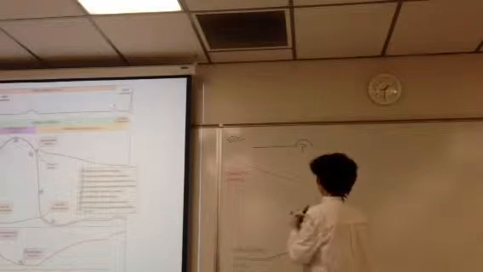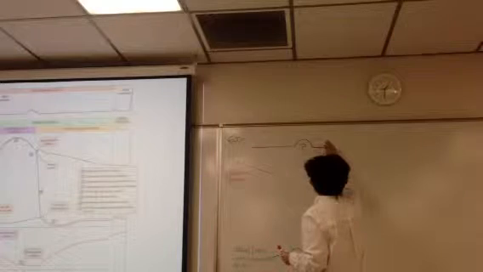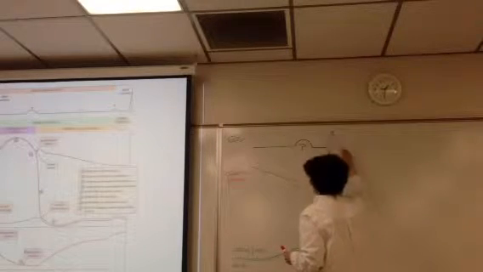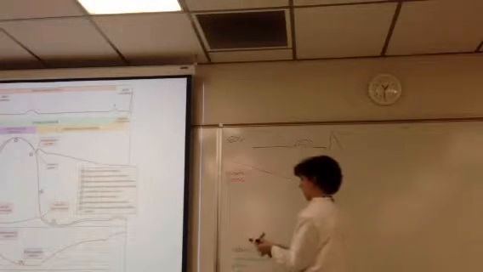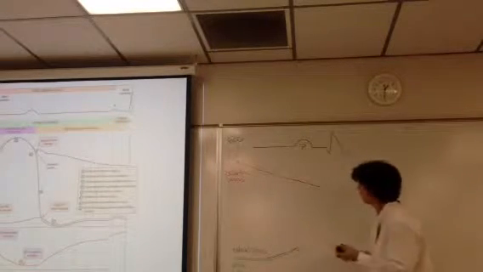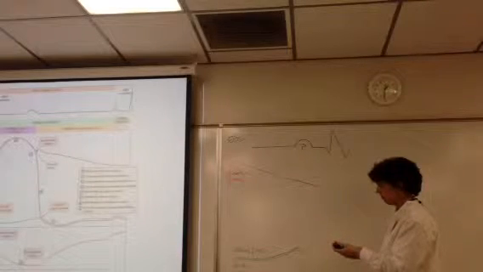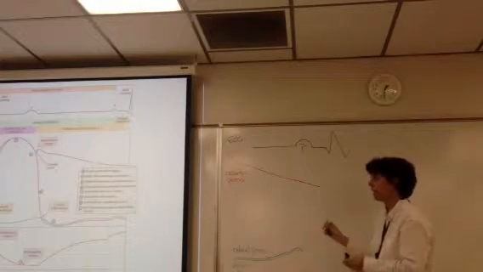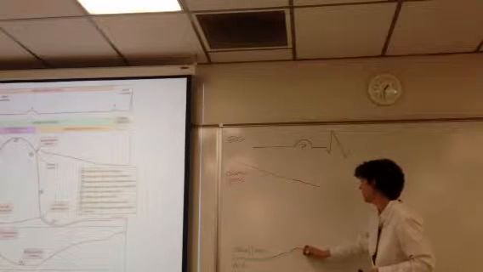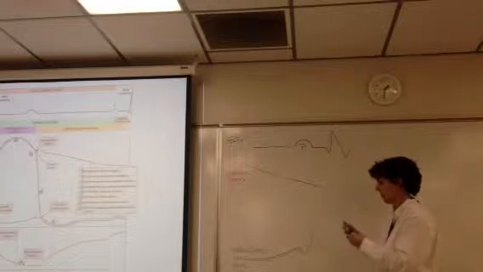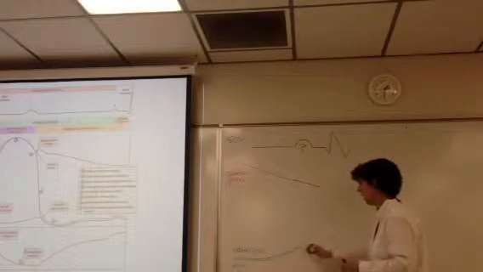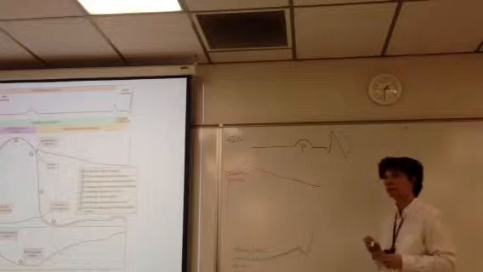And then shortly after the P wave, we see our QRS wave. And that, as a result of ventricular depolarization, the ventricle contracts. And what happens to ventricular pressure? It goes up. When it goes up, it becomes greater than aortic pressure.